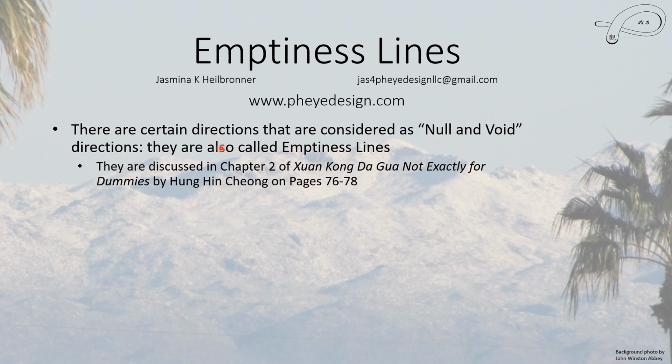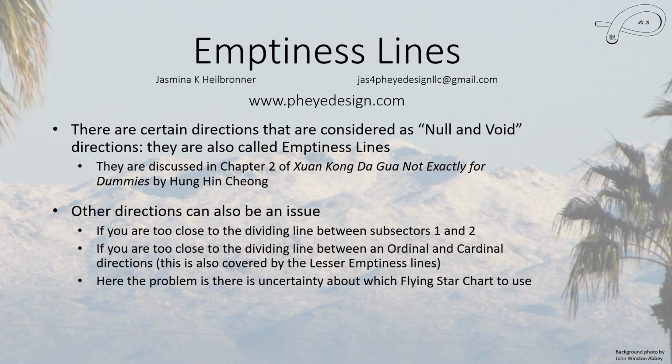Now, there are certain directions that are considered either null and void by certain authors, and sometimes they're called emptiness lines. It depends on who you listen to, what they call them. Now, these are discussed in Chapter 2 of Shun Kong Dagua, Not Exactly for Dummies, and I've referred to this book several times. And on pages 76 through 78, they actually show this in compass form, which I'm not going to do. I'm just going to list it. But this will help you understand what it really looks like.